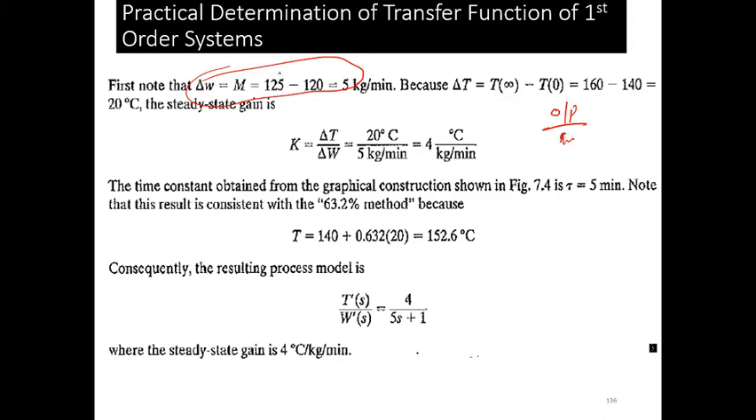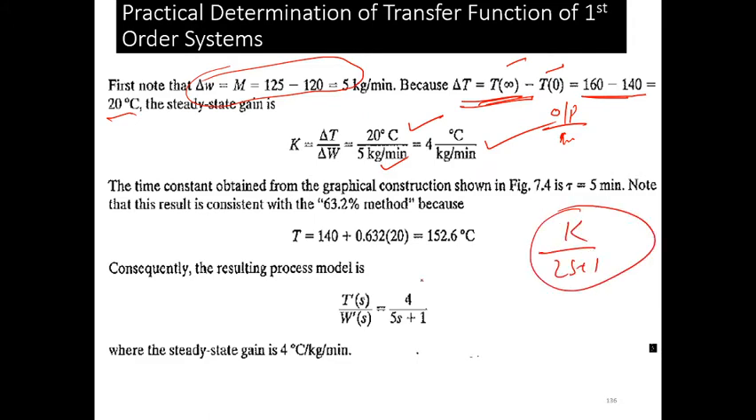Okay, and how is the temperature changed? 160 minus 140, that is 20 degrees Celsius. So this K you can calculate by 20 degrees Celsius divided by 5 kg per minute. So this is 4. Now this is the K, so K upon tau s plus 1, that is 4 upon 5s plus 1, is your transfer function.